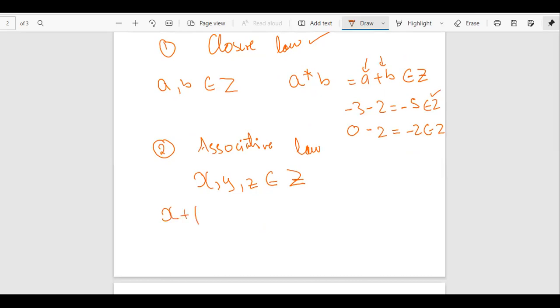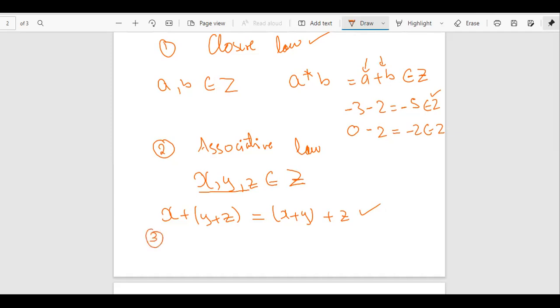(x + y) + z equals x + (y + z). Now you can take any three numbers from the set of integers and you will certainly see that this property holds. Like in exam, in NET, in life, in maths, you are not supposed to check it for every option. This is something which you will know as soon as you practice more questions. You will know that if all these three numbers belong to the set of integers, this is what you are going to have, okay?